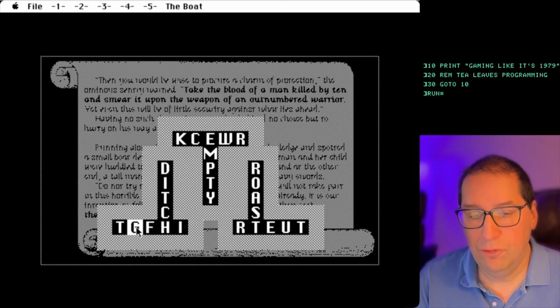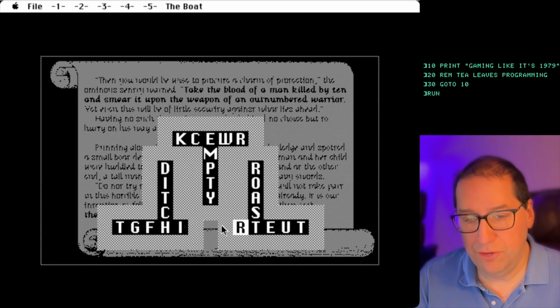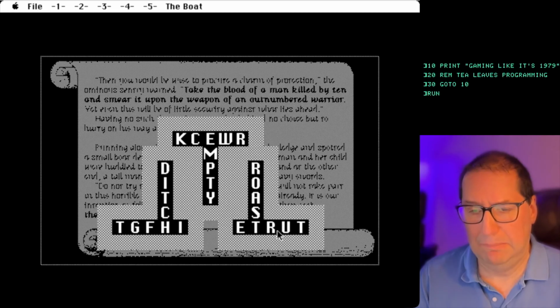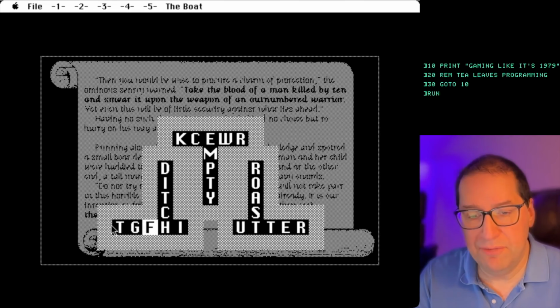Wait, can I? Okay, so I still cannot switch puzzles. Well, it's not going to start with a T. So it has to start, it's not going to start with an R. So it has to start with either an E or a U. Utter. How about this one? Our H is fixed. That's got to be fight, trivially.